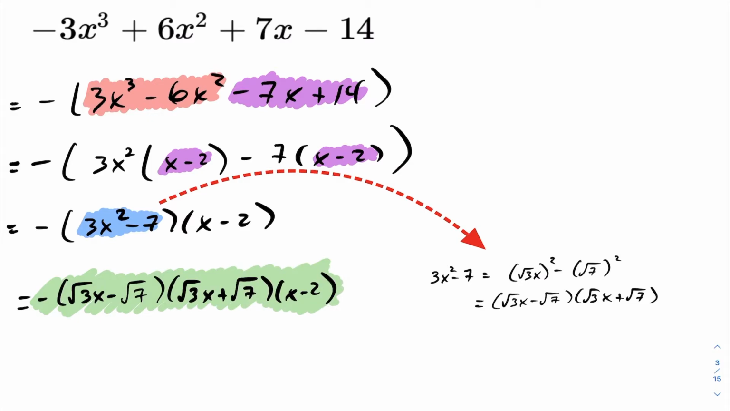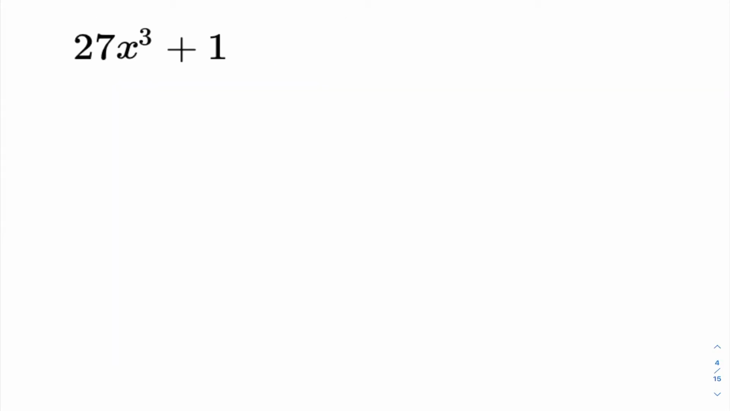Let's take a look at another example. In the next example here, we want to factor this. You can see here that a sum of cubes would apply, so I'm going to go ahead and write this as a power of 3. Writing this as a power of 3, I can rewrite 3 cubed is 27, and obviously x to the power of 3 gives us our x cubed here.